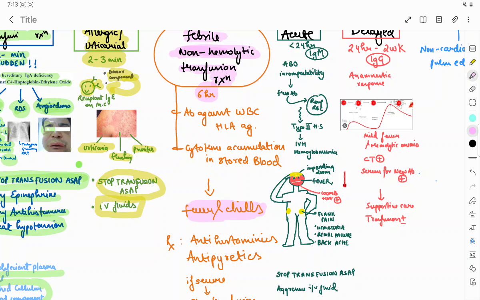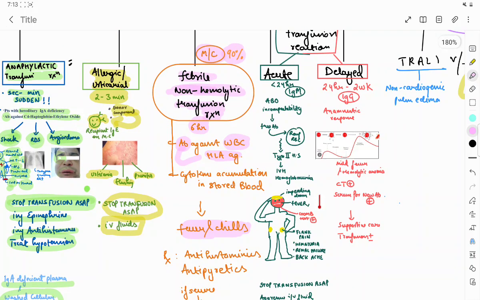Okay, the reason behind this is that the patient has two kinds of antibodies. The one that is directed against WBC, that is anti-leukocyte antibody, and the other that is directed against HLA, that is anti-HLA antibody. Note also that febrile non-hemolytic transfusion reaction can also occur in patients who have cytokine accumulation in stored blood. Stored blood is known to accumulate cytokines and that can lead to febrile reaction.